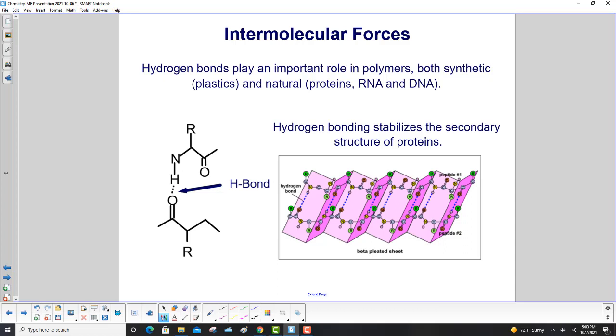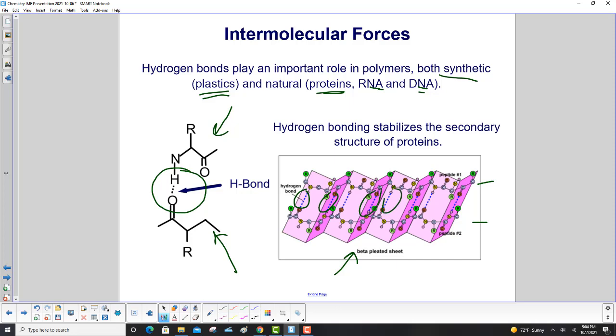Hydrogen bonds play an important role in polymers, both synthetic, plastics, and natural, proteins, RNA, and DNA. So here we show the hydrogen bond between this molecule and this molecule, and it stabilizes the secondary structure of proteins. So here we have a protein, and here are our hydrogen bonds over here. You can hopefully see how the protein is folded, but what's keeping these two chains together are these hydrogen bonds.